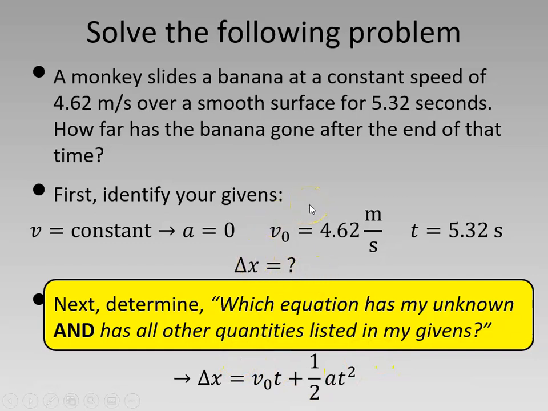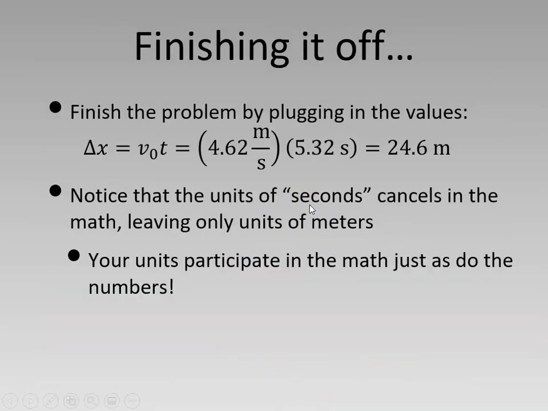And we're asked how far the banana's gone. So we have delta x equals v naught times t being left over. So you plug in the numbers, and you get 24.6 seconds. And again, notice that by plugging in our units, you've got to plug in your units when you plug in your numbers, the seconds cancels, leaving us with units of meters.